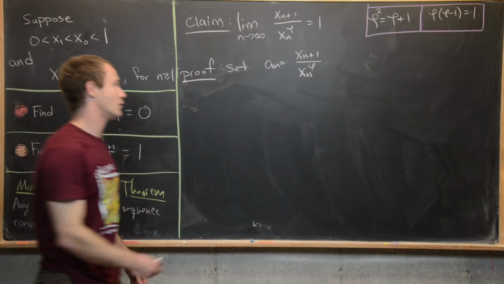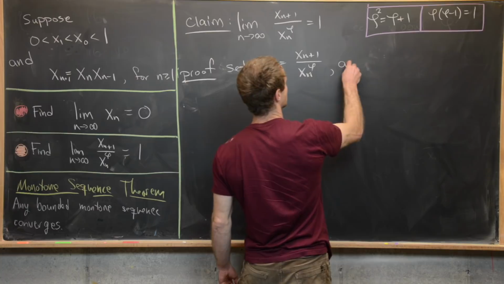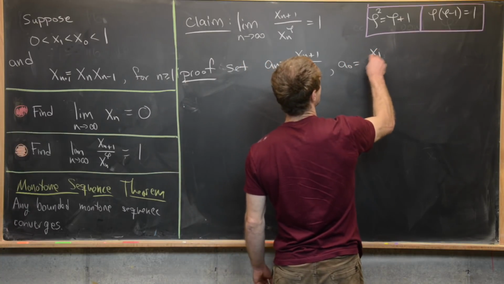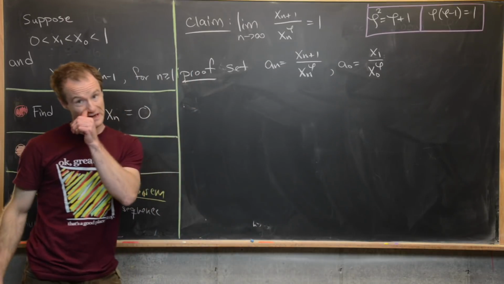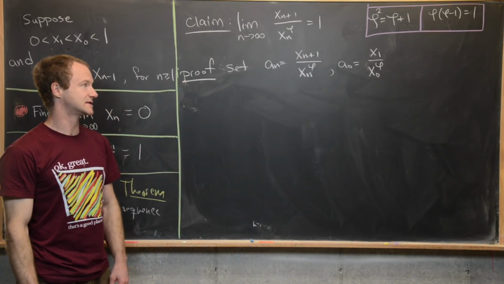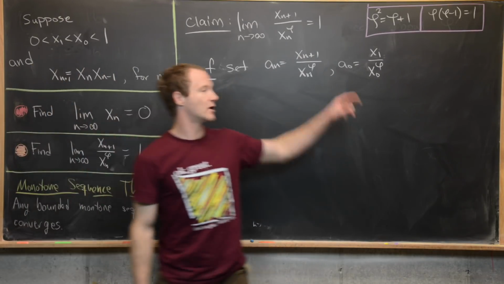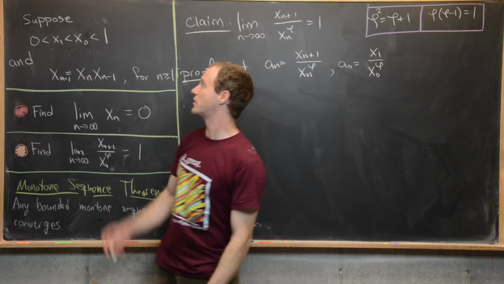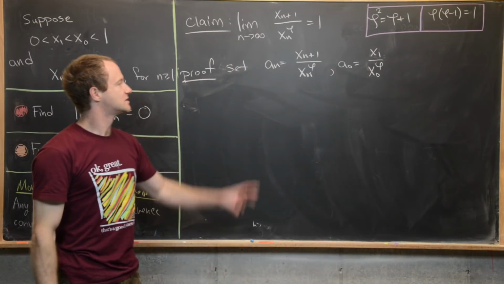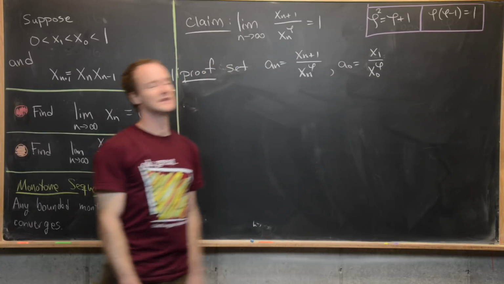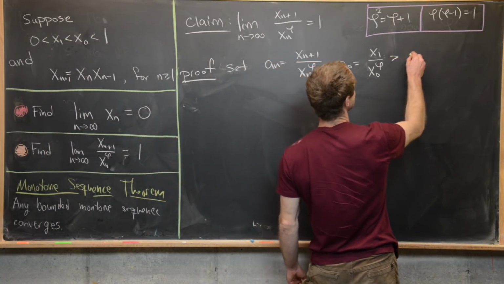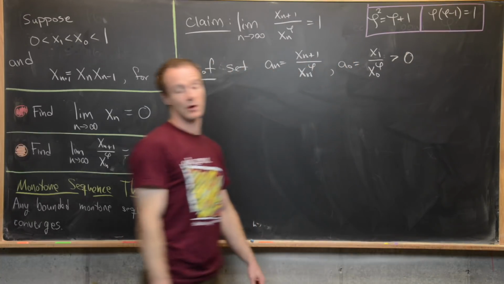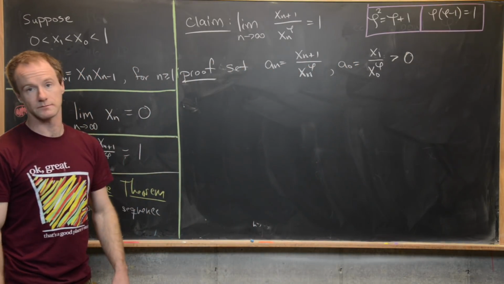And then next I want to notice that the 0th term of this sequence is x sub 1 over x sub 0 to the phi. We don't exactly know where that lies, but we know that x sub 1 and x sub 0 are both positive. So that means if you put them together in this form, you'll get a positive number. So we know that a sub 0 is bigger than 0, and that's actually going to be pretty important.